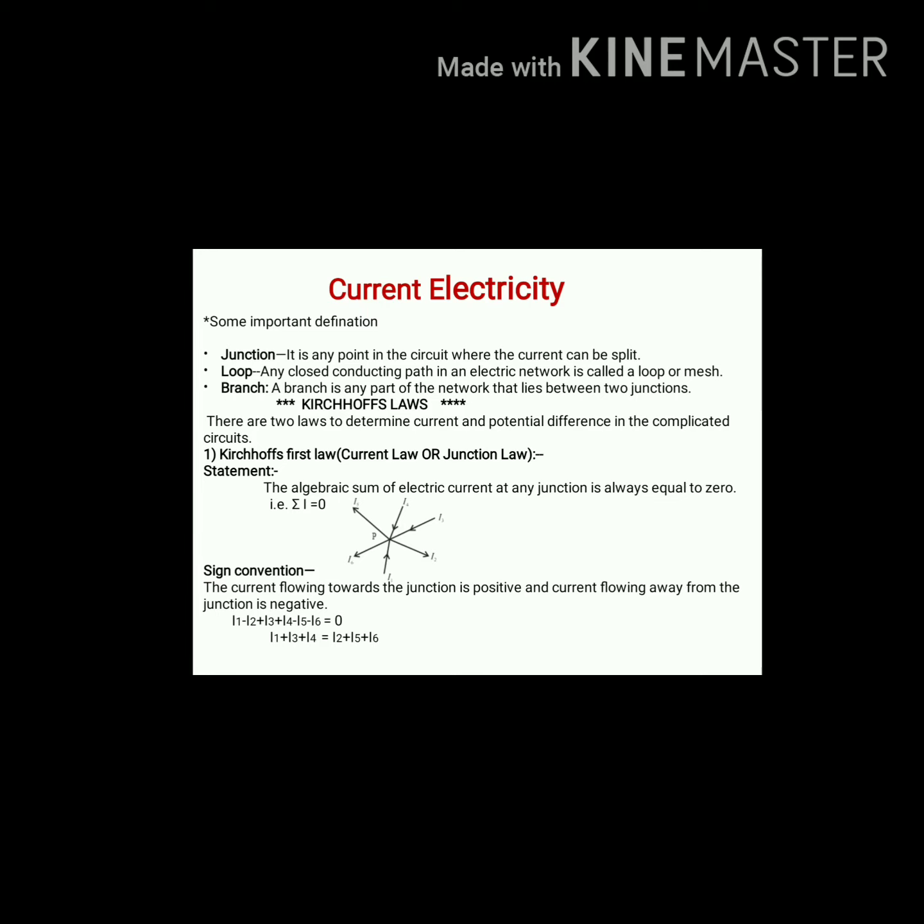Then next point, and very important, Kirchhoff's laws. Here in 1842, Kirchhoff stated two laws to determine the currents and the potential difference in the complicated circuits. There are two laws. First, that is Kirchhoff's first law, is also known as current law or the junction law. Then statement of this law: the algebraic sum of electric current at any junction is always equal to 0. Then that is summation of I is equal to 0.